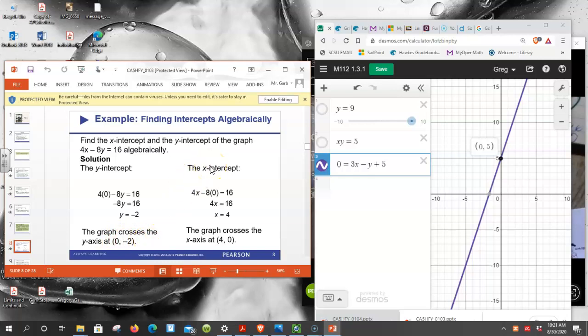Now an x-intercept, y is going to be 0. So when y is equal to 0, you get 4. So it's 4 comma 0. So an intercept is more than one number. It's a point with two coordinates.